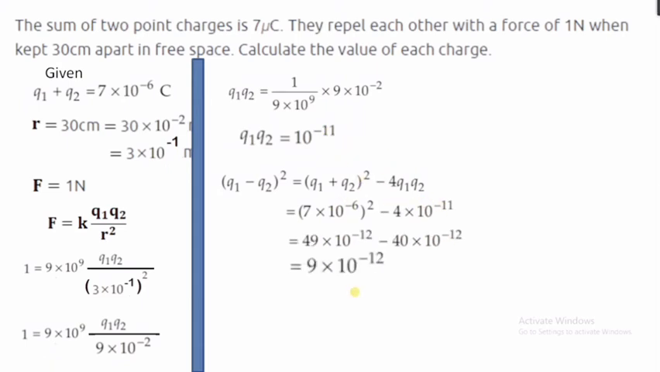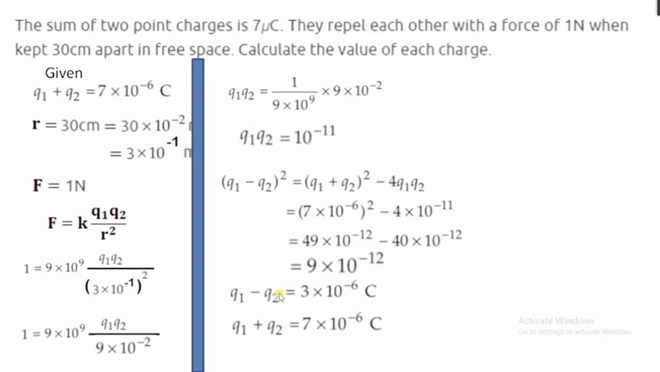When I solve this, I'll get 9 into 10 to the power minus 12 for (q1 minus q2) square. So if I find q1 minus q2, it will be the root of this. Root of 9 is 3 and root of 10 to the power minus 12 is 10 to the power minus 6. And q1 plus q2 is 7 into 10 to the power minus 6, which is already given.